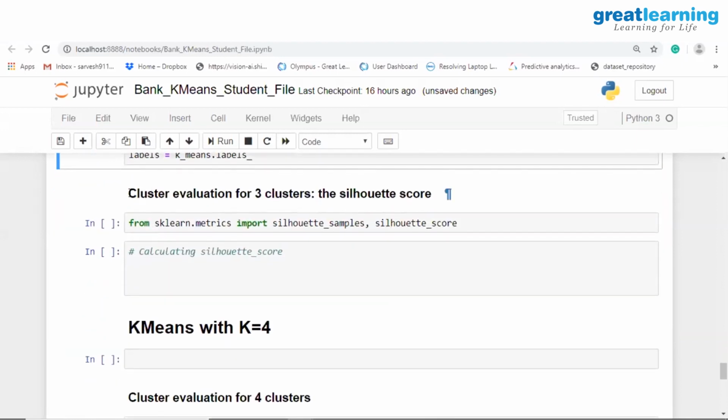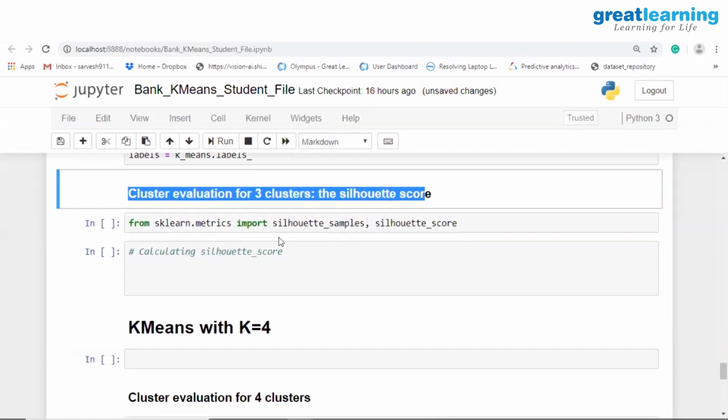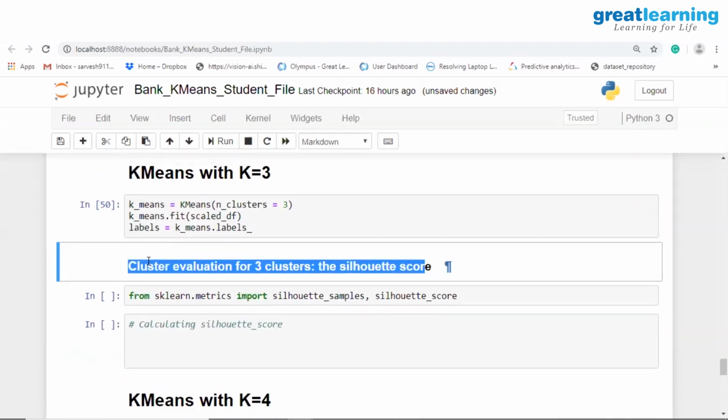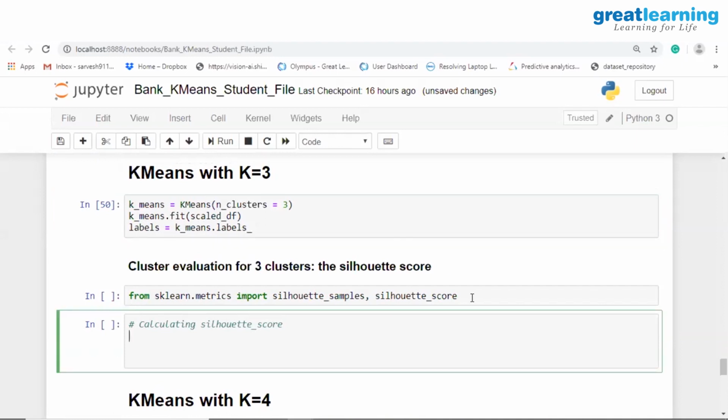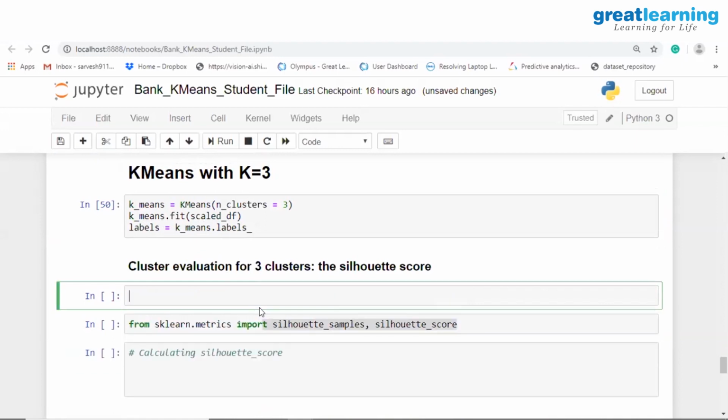Now let us evaluate this cluster using a Silhouette score. What is the Silhouette score for the cluster with K equal to 3? For the Silhouette score, which library should we take? From sklearn. You do not have to memorize by heart, but you should know a little. These are the basic things. Import silhouette samples and silhouette score.